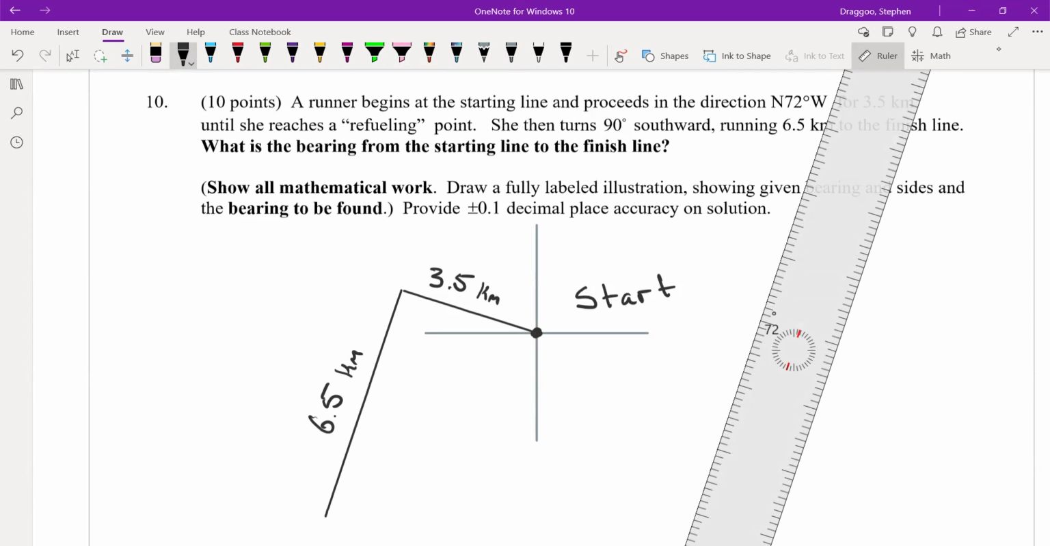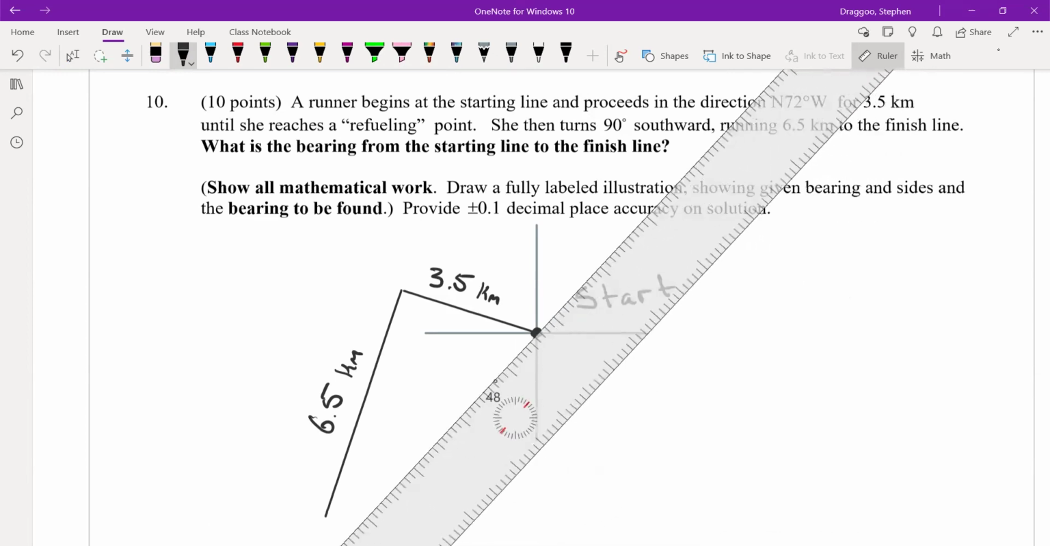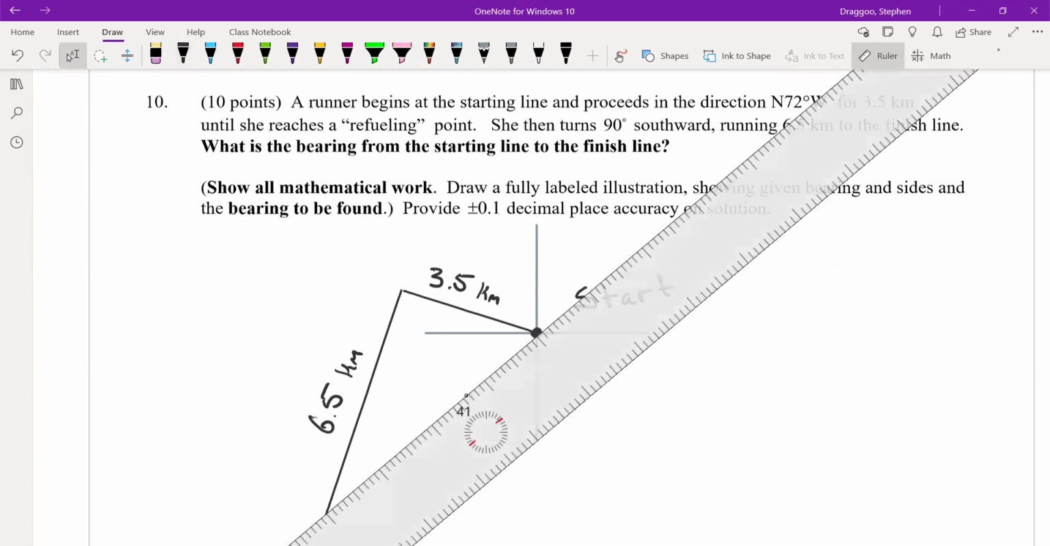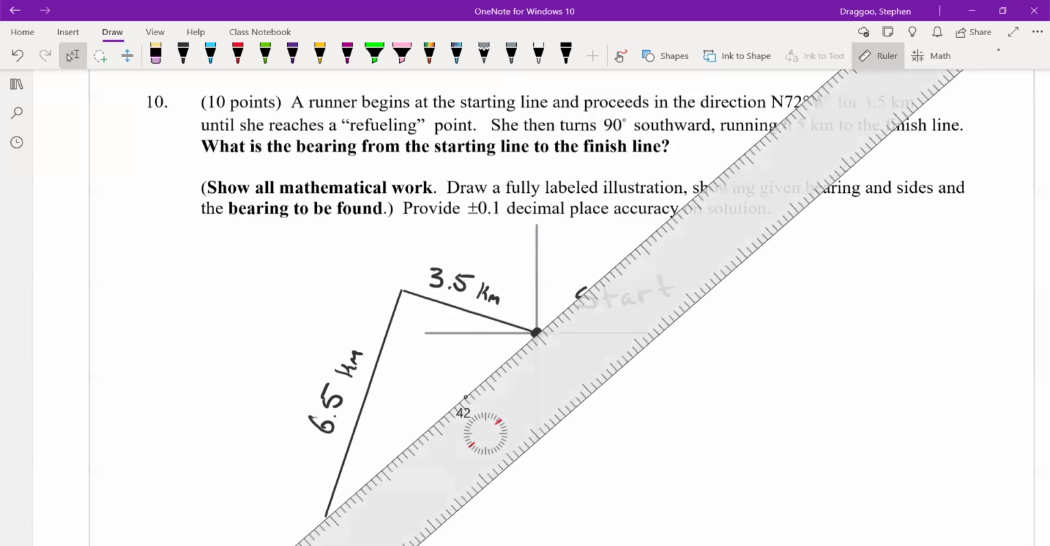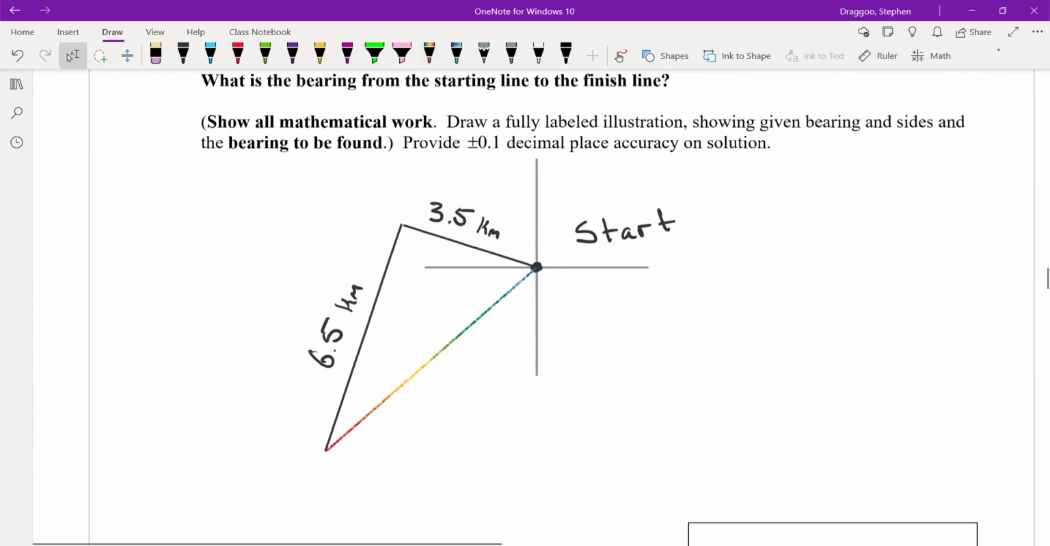All right, and ultimately we're going to look for the bearing from the start to the finish. So I'll draw in the line that connects start to finish. All right, looking at that. So here's our finish line. So that's step one. It's just getting our diagram drawn in. Should look something like that. Start by going northwest, then we make a turn to the south, and ultimately have a right triangle.